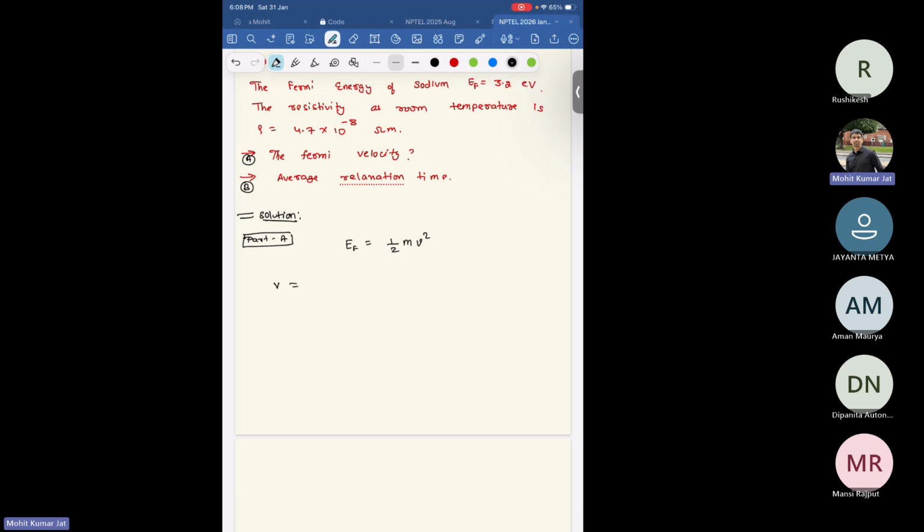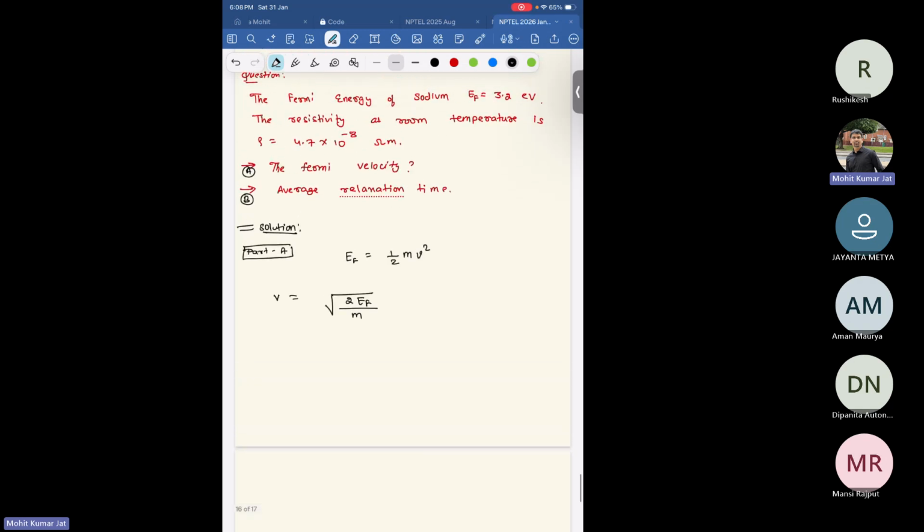So v will be the square root of 2 EF by m. Now let's substitute the parameter EF, which is 3.2 eV. We will convert the eV into joules by multiplying with 1.6 into 10 power minus 19. If we do so, what we get is the square root of 2 times 3.2 into 1.6 into 10 power minus 19, divided by the mass 9.1 into 10 power minus 31 kg. So the bottom is kg, the top part will be joule.